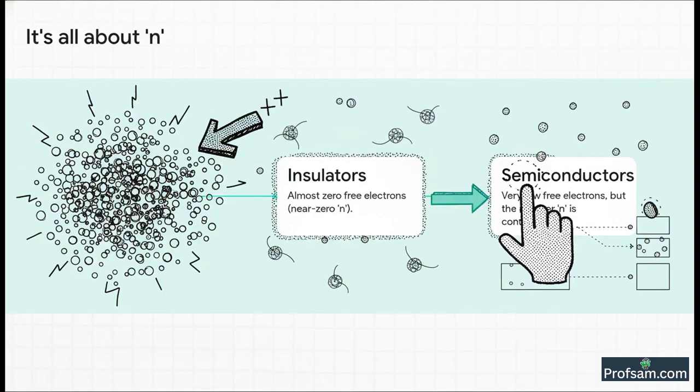In metals like copper, N is massive. We're talking about 10 to the power of 29 free electrons per cubic meter. It's a sea of charge. And because N is in the denominator of our formula, a huge N means a tiny resistivity.